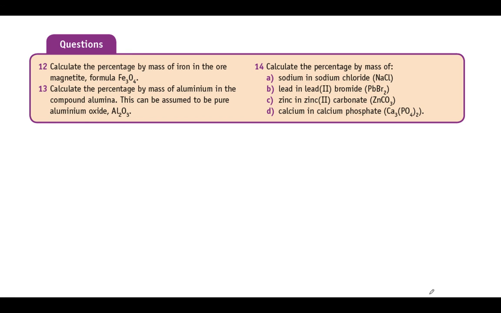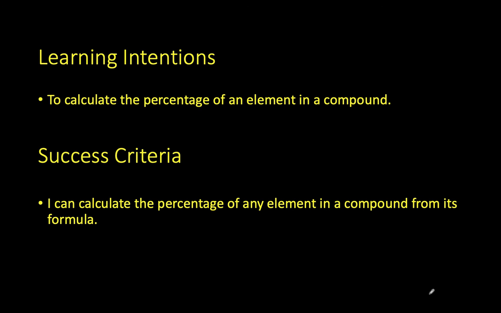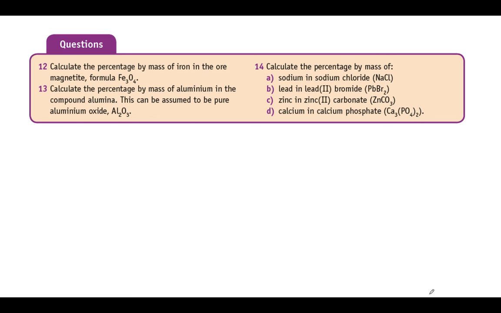Before the next time I see you, I would like you to complete these 6 questions, and I will start the next lesson by revising those. So our learning intention was to calculate the percentage of an element in a compound, and to be successful you would have to calculate the percentage of any element in a compound from its formula. In order to make sure that you have been successful, it is important that you complete these questions here, and we will go over them next time.